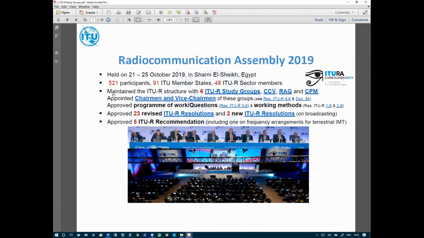The decisions were that they maintained the ITU-R structure with 6 study groups and the respective working parties. They approved the program of work, questions and working methods, approved 23 revised ITU-R resolutions and a new ITU-R resolution, based on broadcasting, and they approved 5 ITU-R recommendations, including one on frequency arrangement for terrestrial IMT.